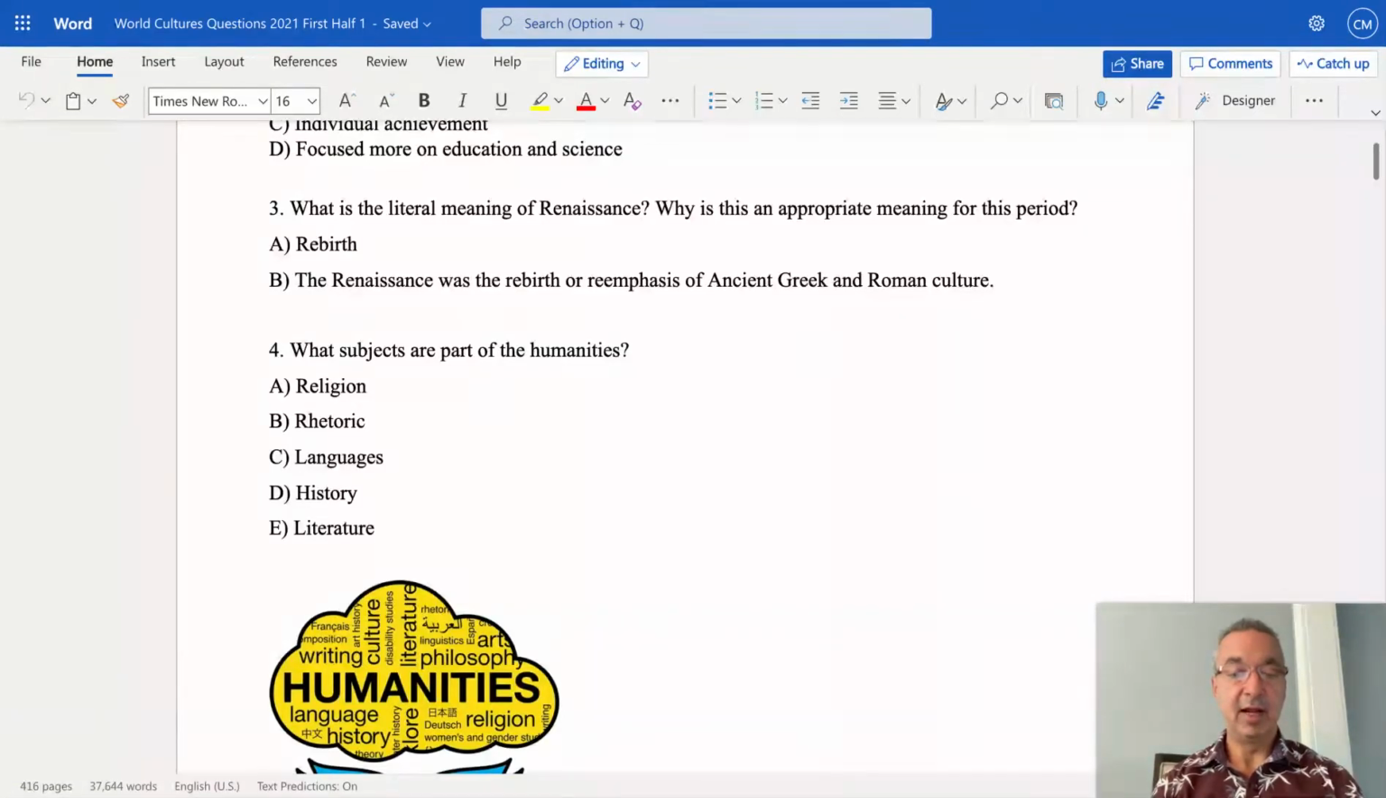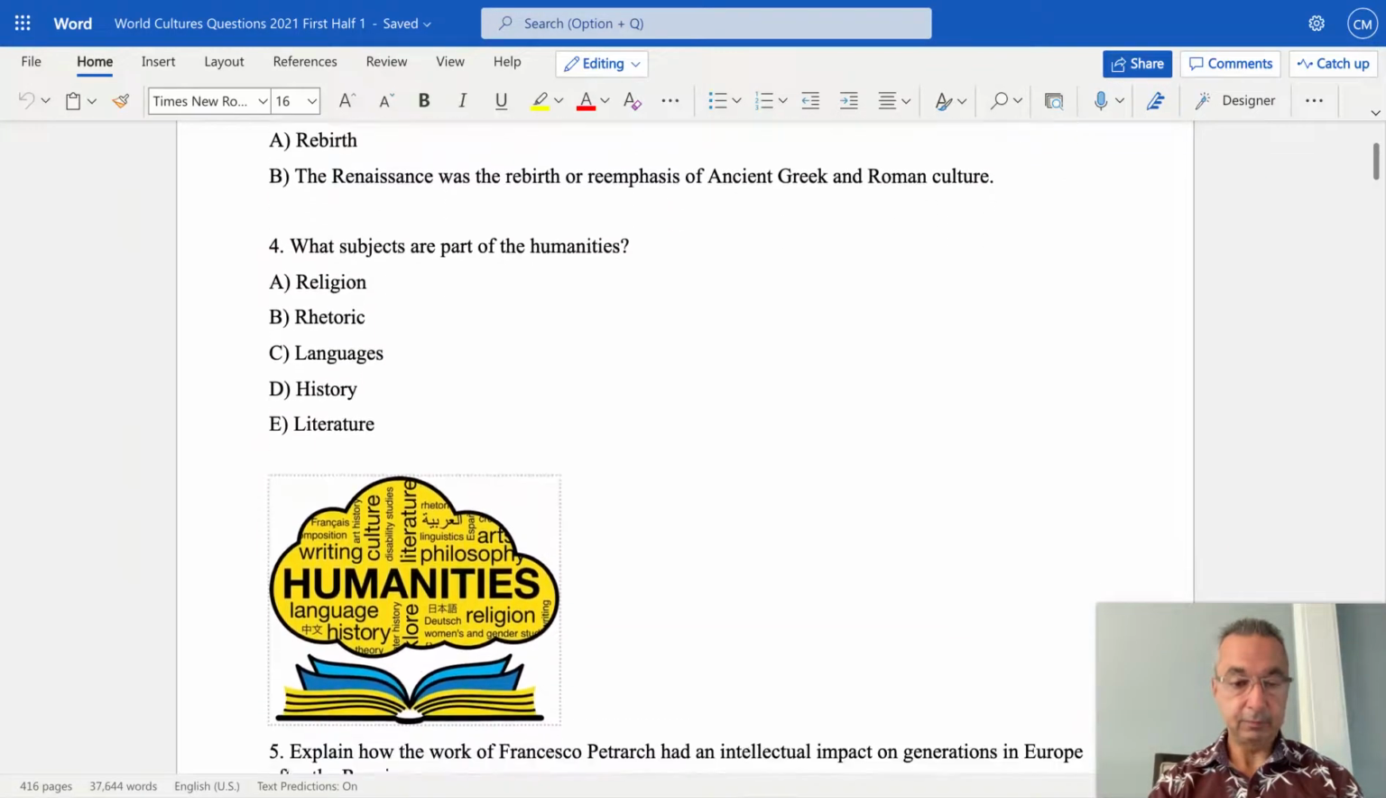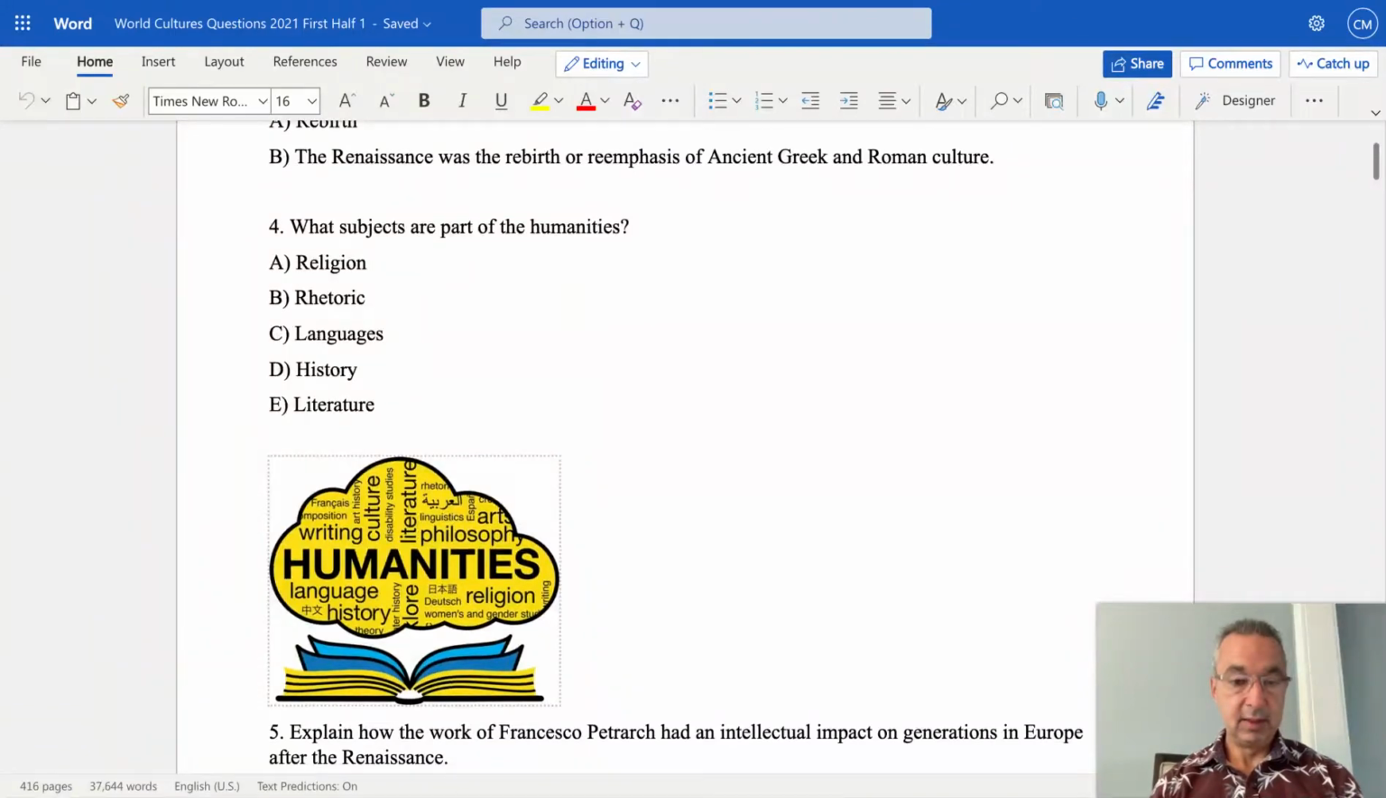I'm not listing everything out there. Languages, history, literature. You can see within the humanities there, that little info bubble. You can see a lot of different things we mentioned: philosophy, religion, literature, culture, languages, and history. You can see all those words emphasized in that infograph there.